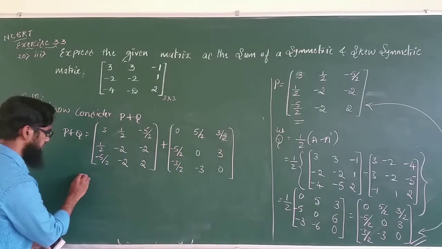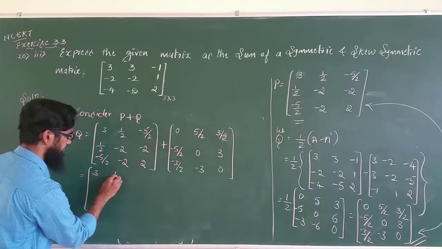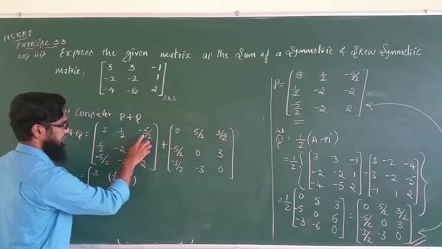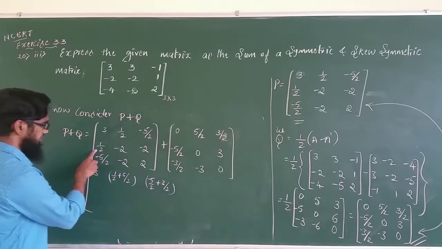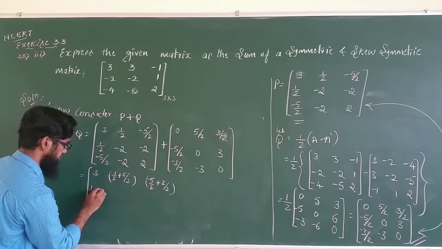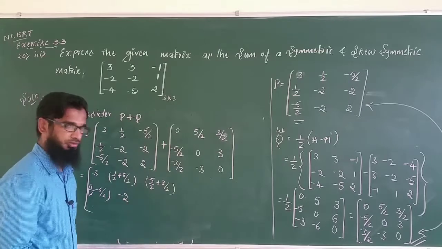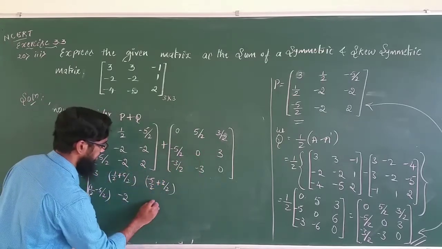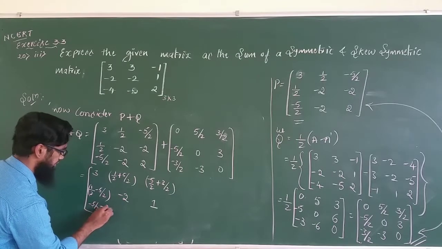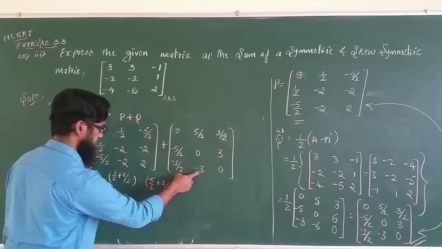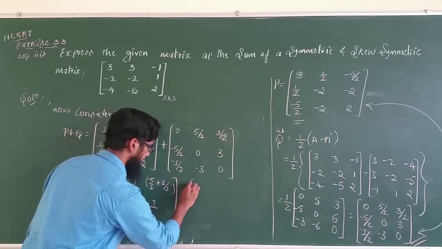Now the matrix addition is very simple. We just go term by term: 3 plus 0 is 3, half plus 5 by 2, minus 5 by 2 plus 3 by 2. Then half minus 5 by 2, minus 2 plus 0, minus 2 plus 3 is plus 1. Then minus 5 by 2 minus 3 by 2, minus 2 minus 3 is minus 5, and plus 2, 0 is 2. Now we will simplify here.